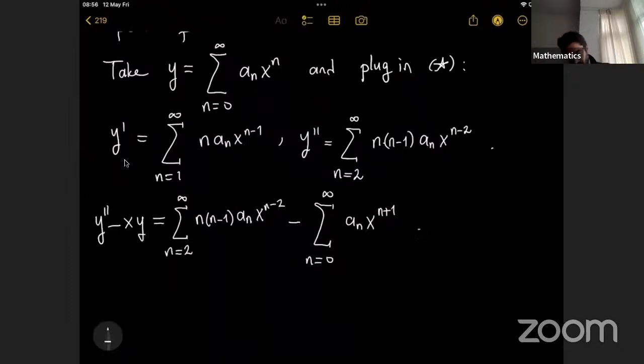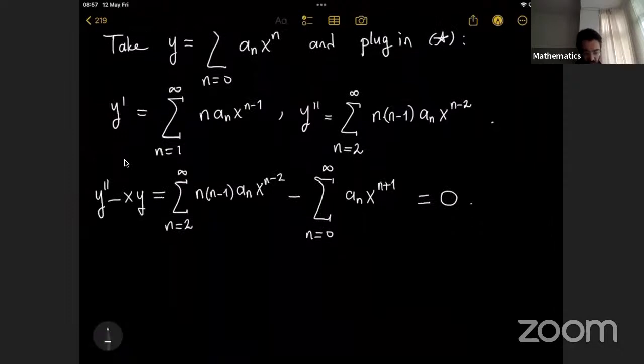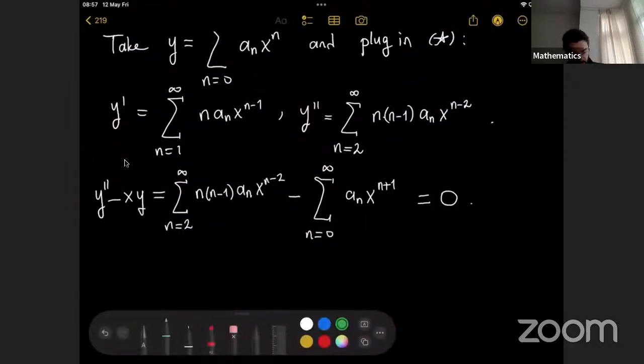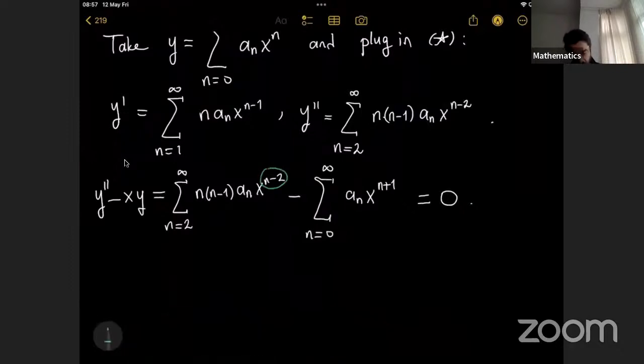This must be equal to 0. From this equation, we will find the coefficients, okay? But what I will do is modify this so that we will have the same powers here and here, okay? So I will say this is m first. If m is equal to n plus 2, I will shift the index, okay?